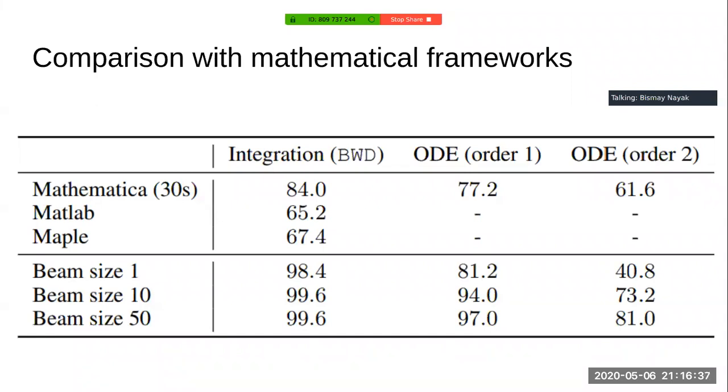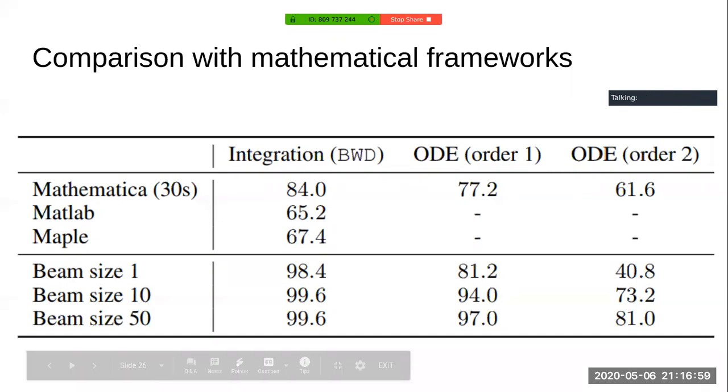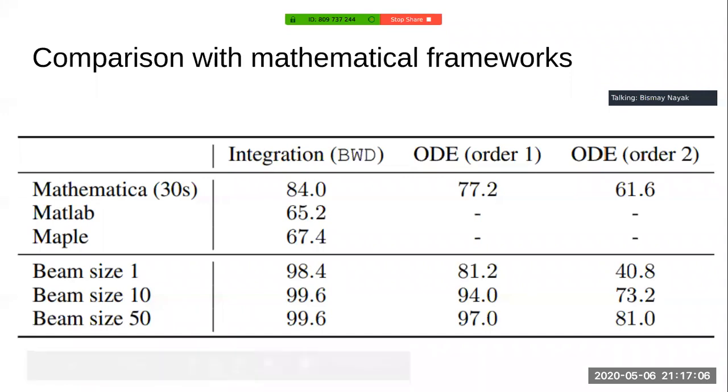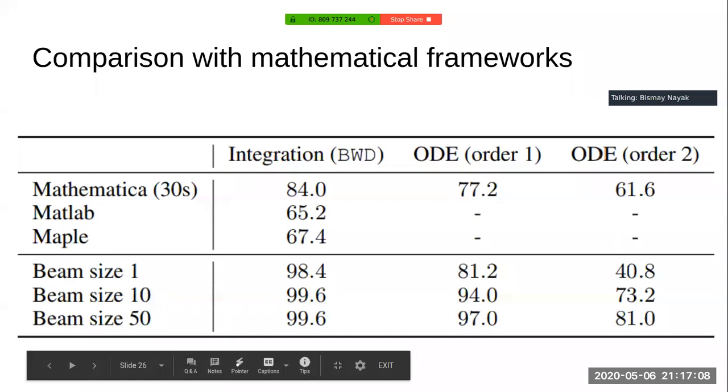Mathematica used to time out after a certain time, so they gave a limit of 30 seconds to Mathematica, so that if the solution is not generated within 30 seconds, they would just assume that it is not able to solve the problem. And MATLAB did pretty badly here, only able to solve 65% of the problems, and Maple around 67%. But all three of the models that the authors used were able to obtain almost 100% accuracy.